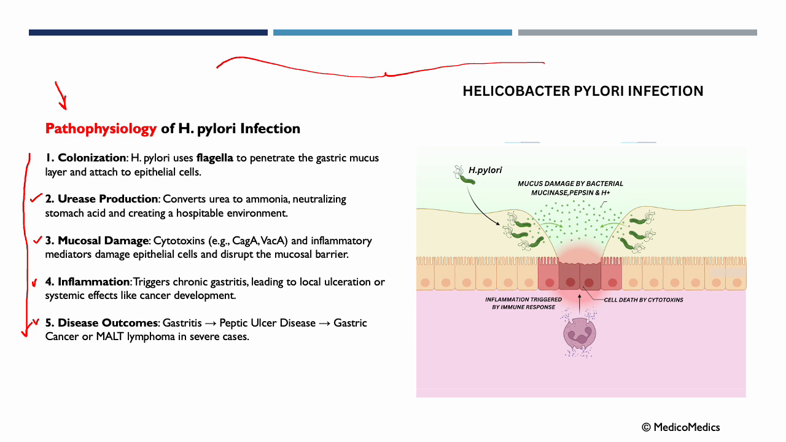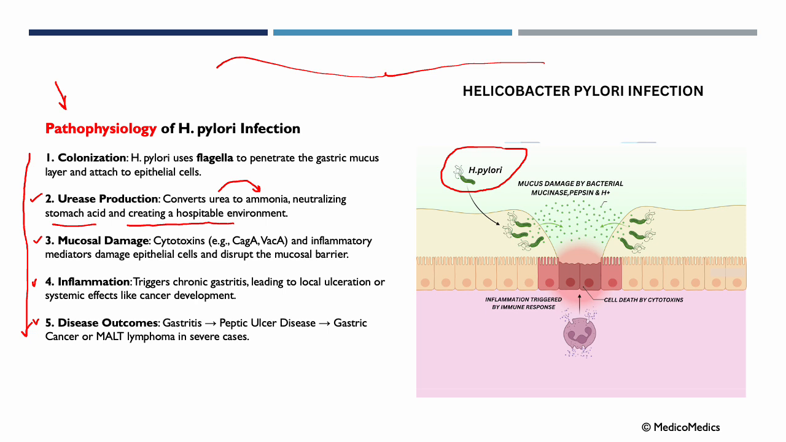So first, we see that H. pylori here is a spiral-shaped bacterium that can survive in the stomach's acidic environment thanks to its urease enzyme. This urease enzyme helps neutralize acid locally. So this allows it to colonize the mucosal layer of the stomach lining. By converting urea to ammonia, it is neutralizing stomach acid, so it creates a hospitable environment for it to thrive.